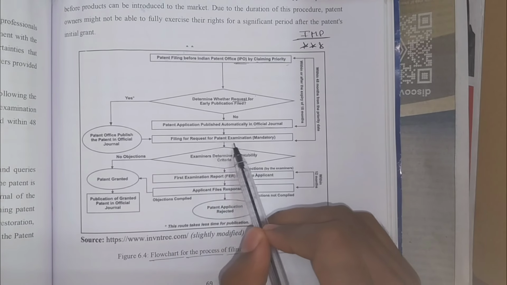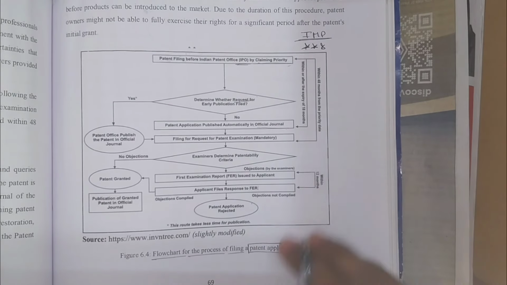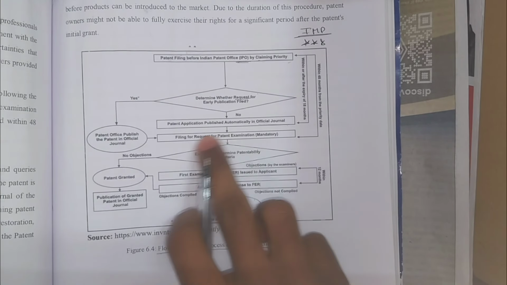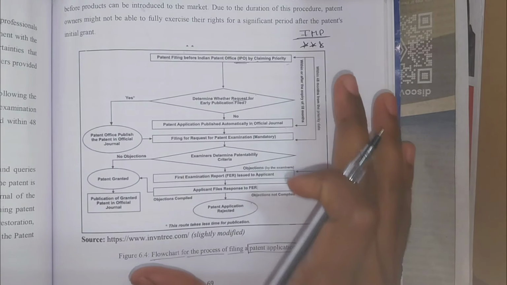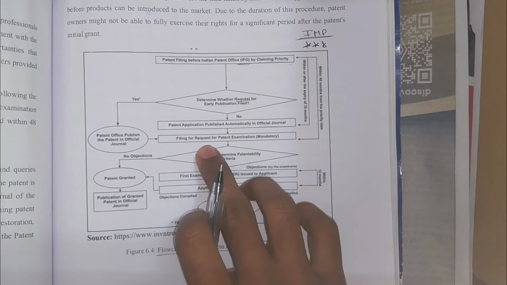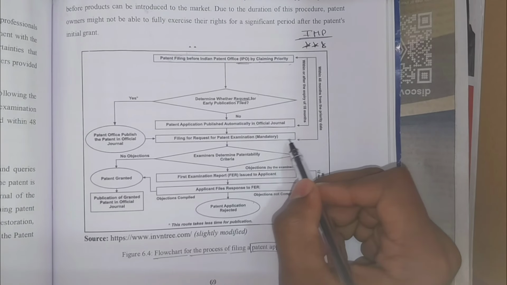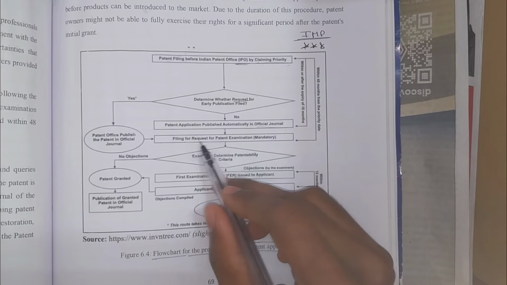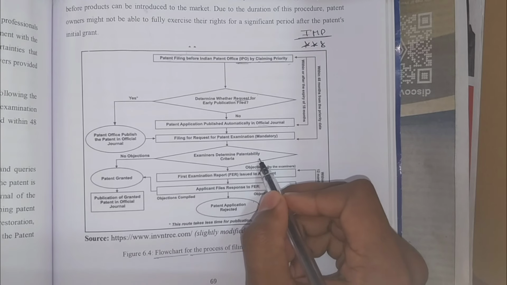Filing a request for patent examination. After that, your application has to go through patent examination, so for that reason you need to fill in another application form. So filling the request for patent examination, your patent has to be examined, you need to fill the form. Once you fill the form, then the examiner determines the patentability criteria.